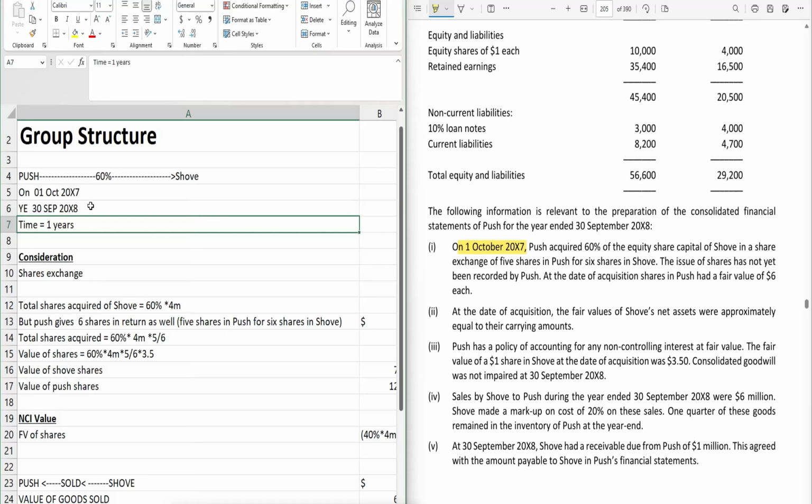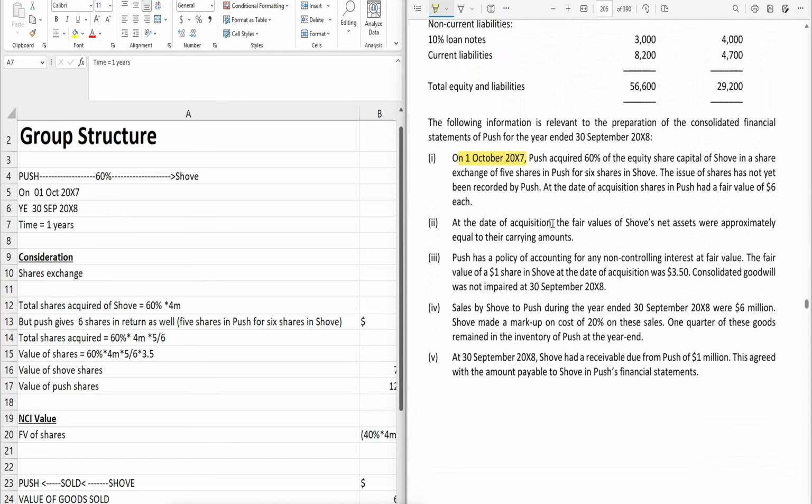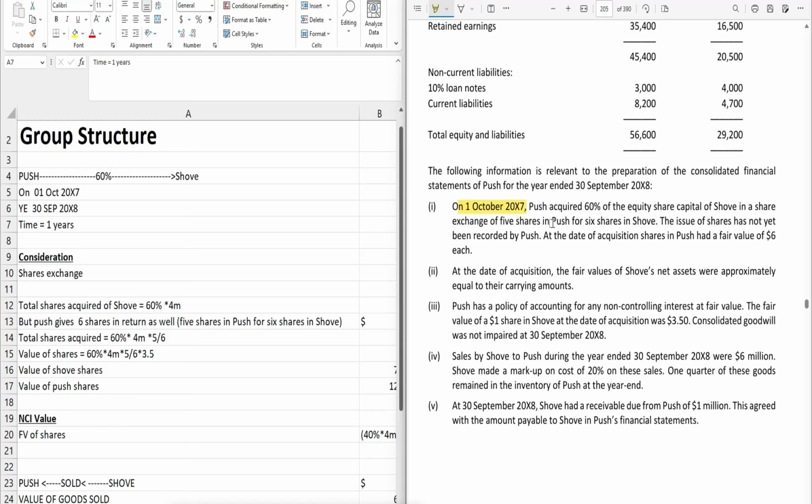Alright. Okay. Now what we need to look at here is, because the question is asking, Post has issued some shares, and what will be the journal entry. So here we need to look for what the consideration is. So if we read this sentence, Post acquired 60% of the equity share capital of Solve in a share exchange of 5 shares in Post for 6 shares in Solve. The issue of shares has not been recorded by Post at the date of the acquisition. Shares in Post have a fair value of $6 each.